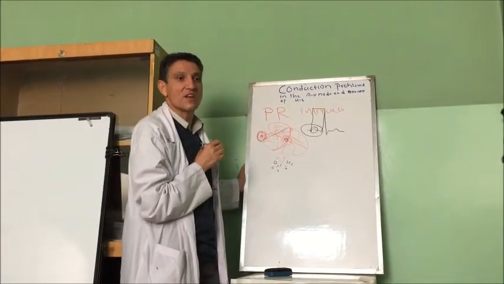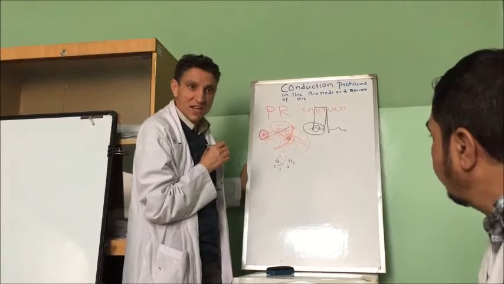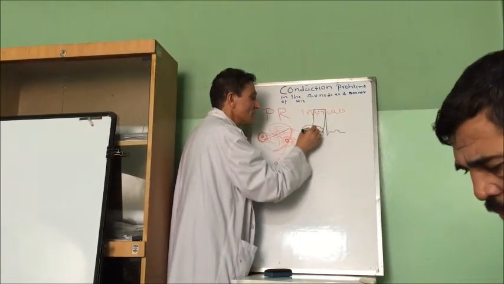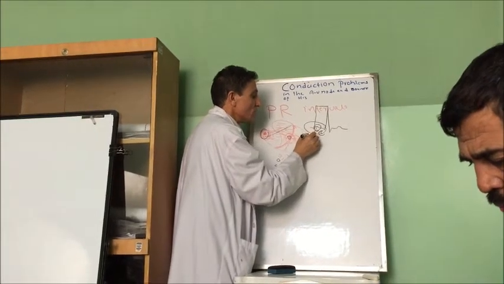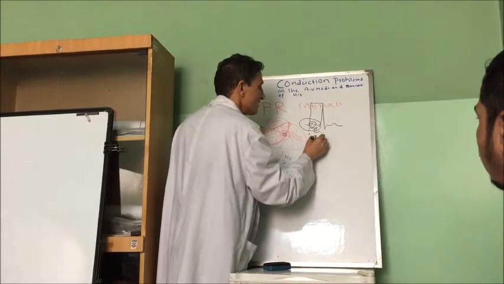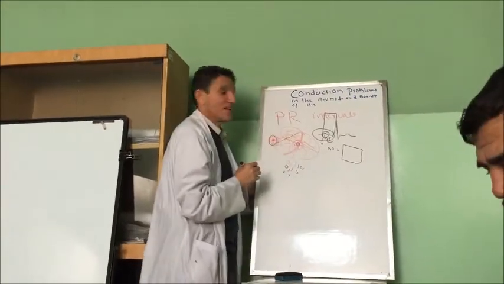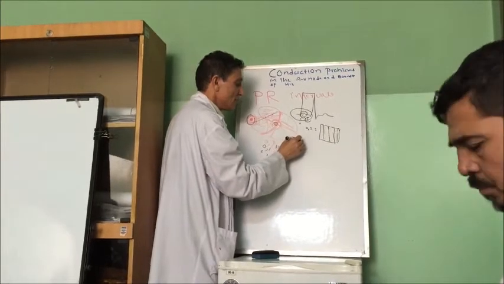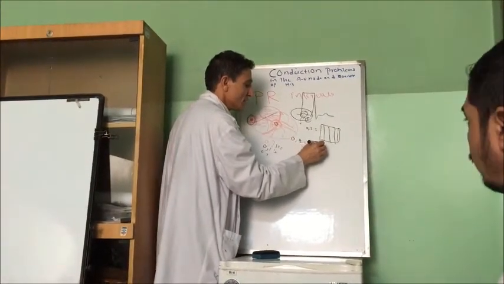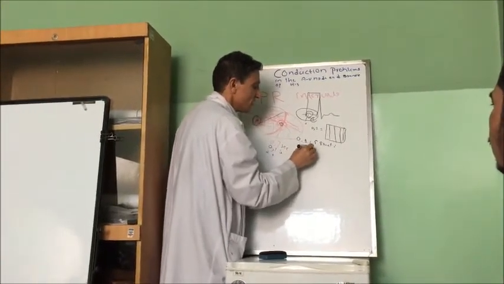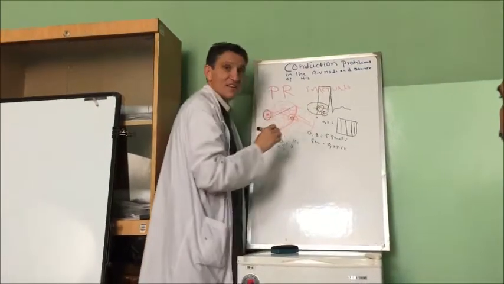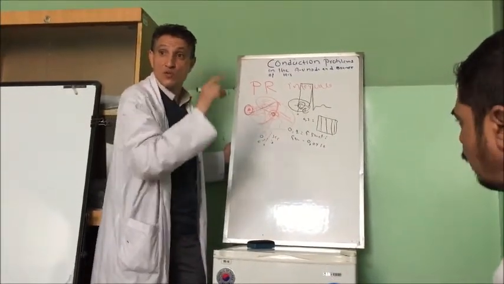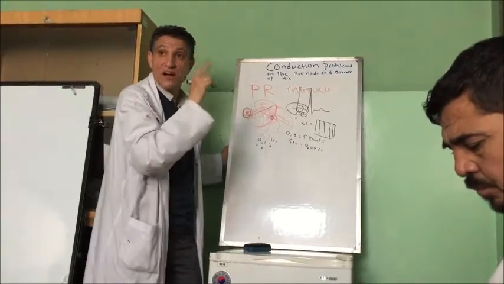The PR interval is a time duration which starts from the beginning of the P wave to the beginning of the QRS complex, and it takes 0.2 seconds. Totally this 0.2 second is equal to one large square, and one large square is made of five small squares. One small square is equal to 0.04 seconds. So the upper limit of the PR interval is one large square, which is equal to 0.2 seconds, or five small squares.